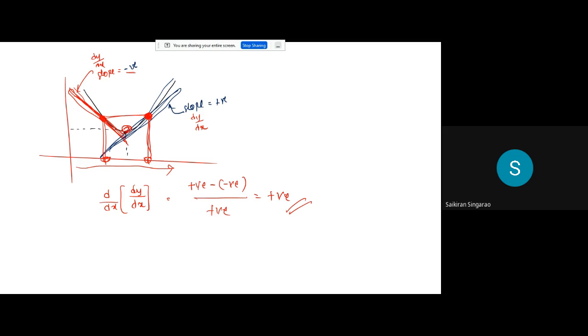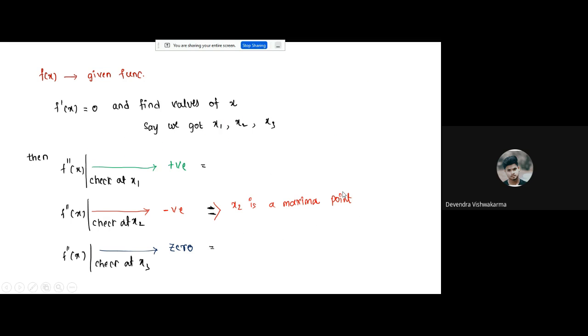So what is this point you have here? Minima. At minima, what will be the double derivative? Positive. So if you check f''(x) at x1 and it is coming positive, that means x1 is a minima point.